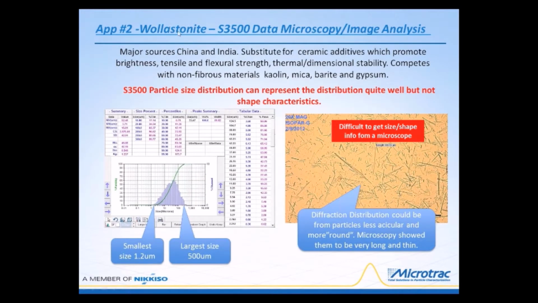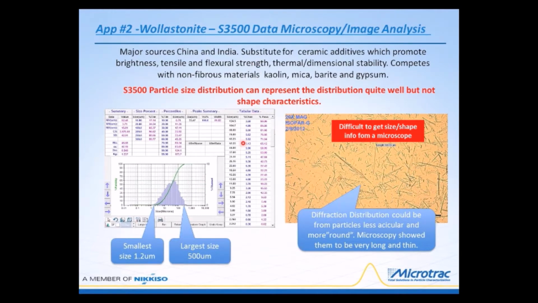Second application has to do with the material called wollastonite. And again, we're still dealing with the S3500, and this has 3 750 lasers. The major sources of this are from China and India, and wollastonite can be used to substitute for other materials in various ceramics to promote strength and thermal dimensional stability.